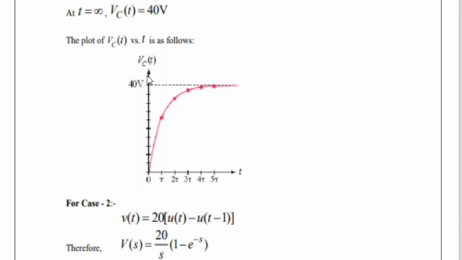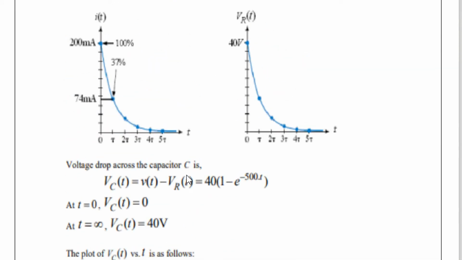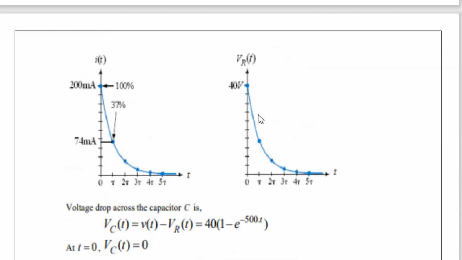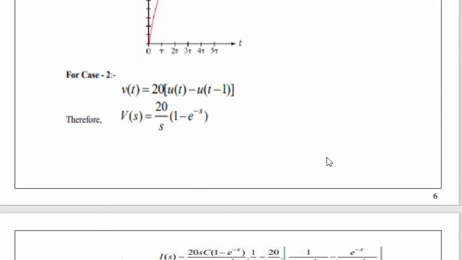So Vc of t, at t equal to 0, is 0. So the voltage across the capacitor is exponentially increasing, and the voltage across the resistor is exponentially decreasing. At t equal to 0, we are having 0 value.